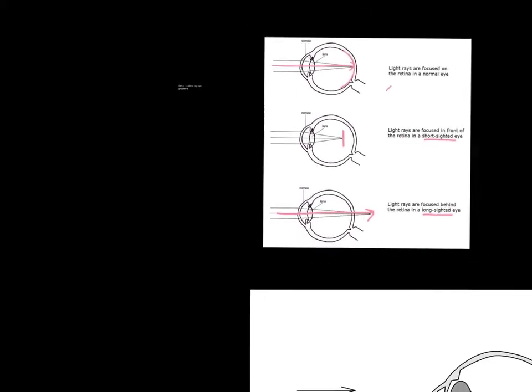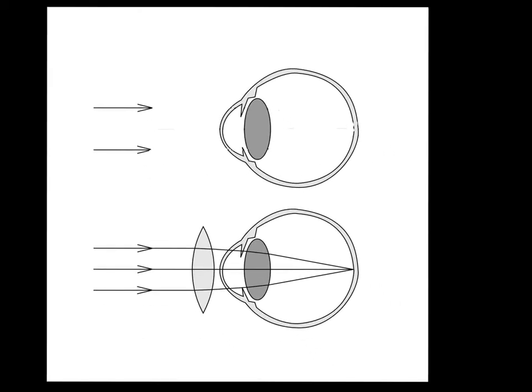So, how do we correct these problems? As a reminder, someone who is long-sighted is unable to focus the image on the back of their retina. The focal point is actually behind where their retina would be. So how is this problem solved?